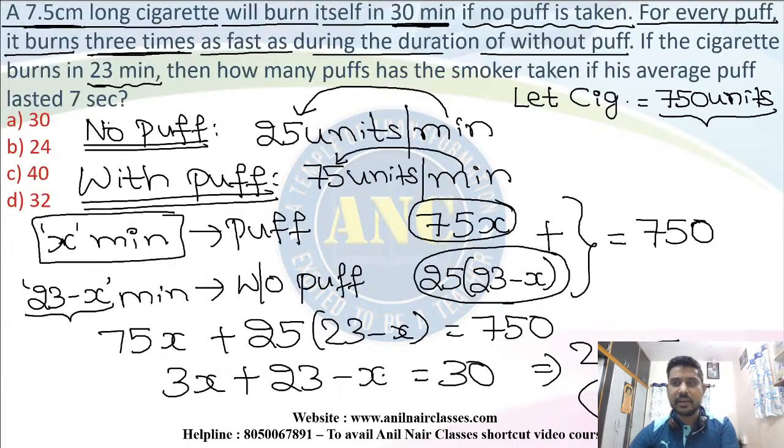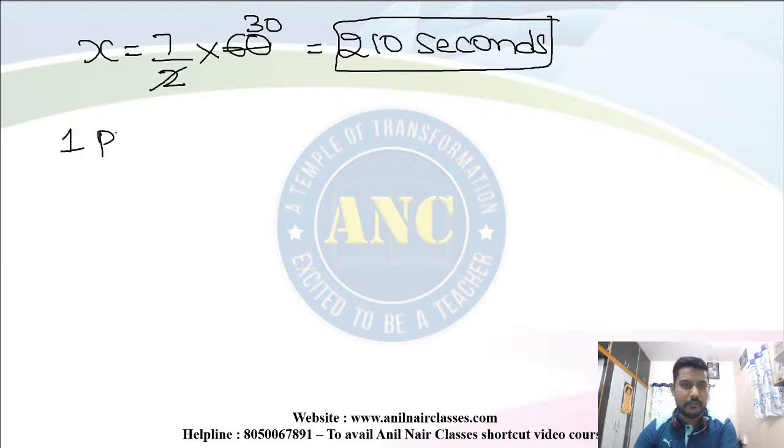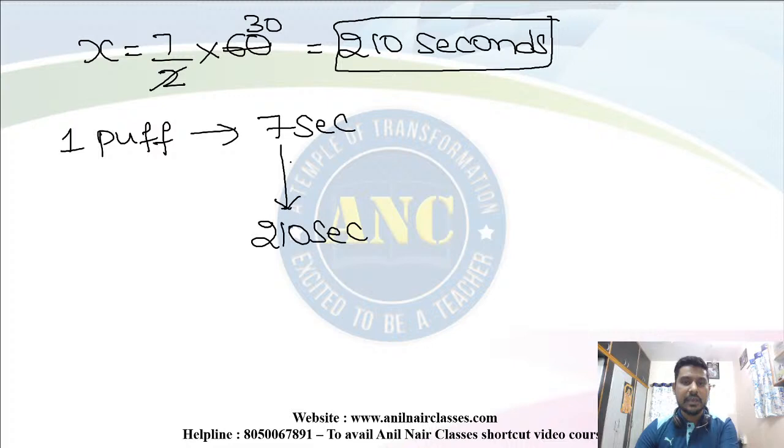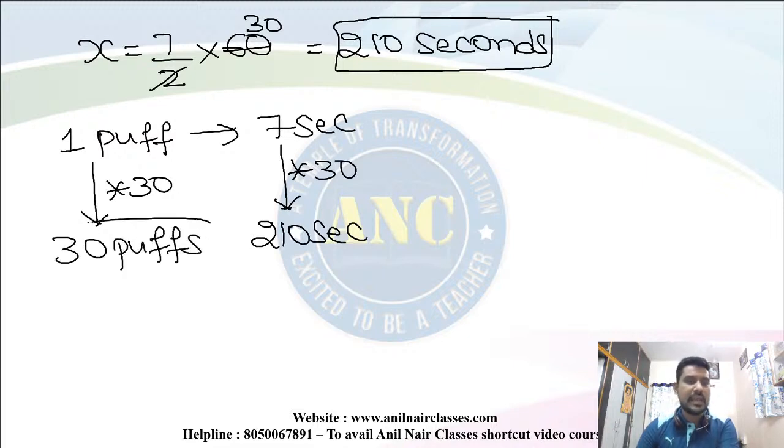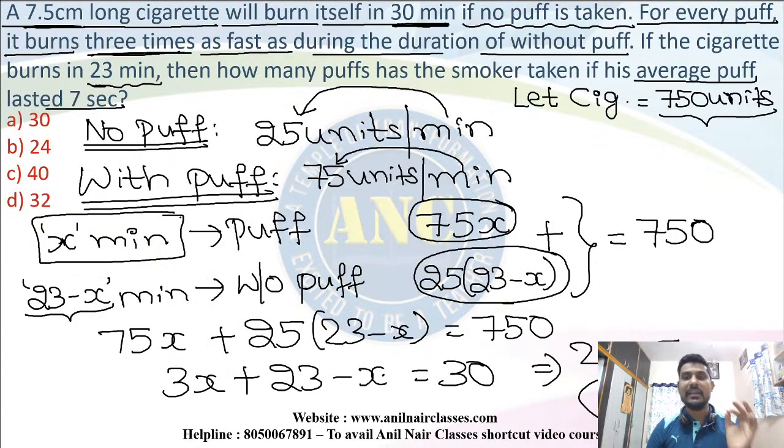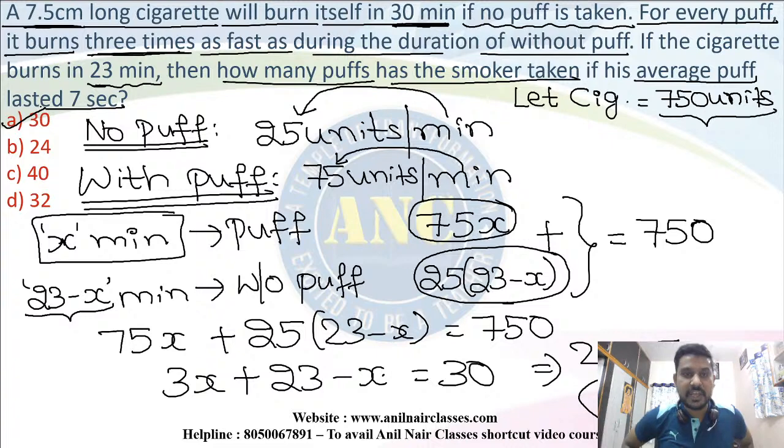It is given in the question that the average puff lasted 7 seconds. That means for one puff, he will take 7 seconds. But he has taken 210 seconds in total. 7 into 30 is 210, so 1 also multiplied by 30 is 30. So he has puffed 30 times, and that is your question: how many puffs has the smoker taken? 30 puffs, which is option A.